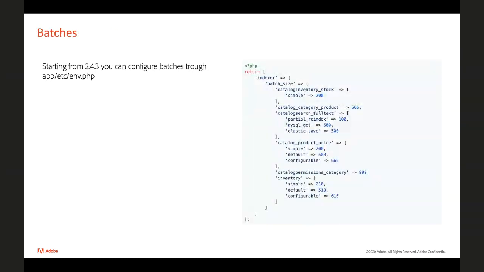And starting from the next release, 2.4.3, we support batch sizes for the indexers that you can set in the env.php file. So the documentation is coming. It will be on the official website. Also, we will write an article for the dev blog. It will definitely help you if you're struggling with some indexer. You can go ahead and use it and find the best numbers that work for you.